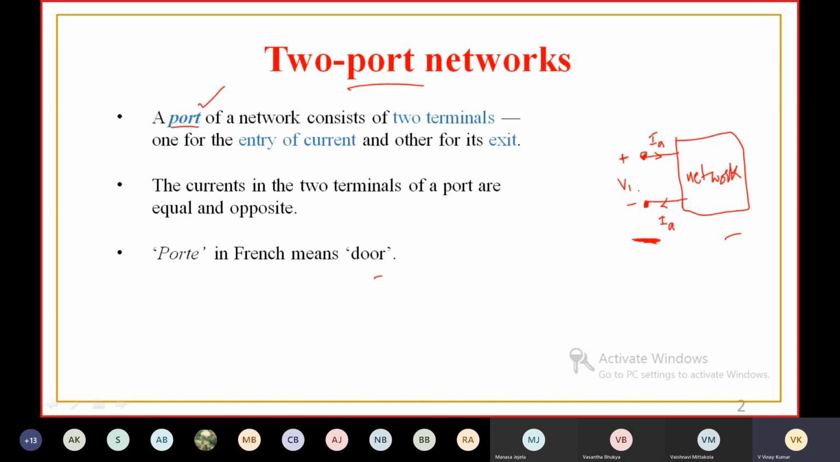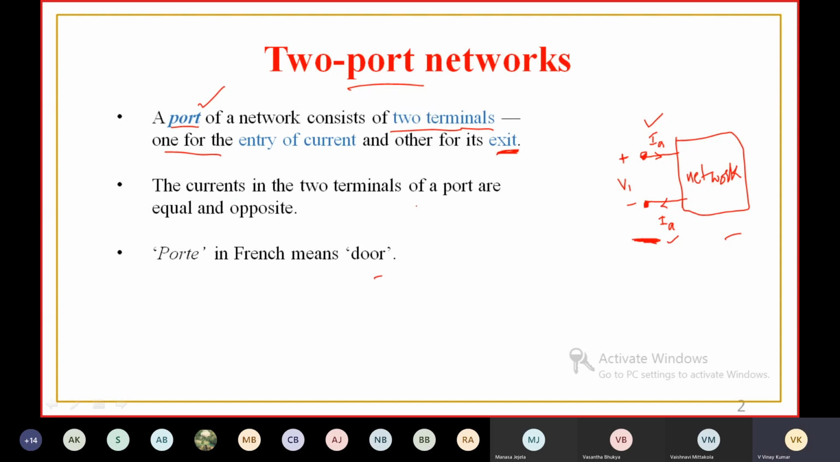It is a pair of terminals at which current may enter or leave a network. Here current is entering. Here current is leaving the network. It's called a port. A port of a network consists of two terminals, one for the entry of current and the other for its exit. It's a pair of terminals. Port means it's a pair of terminals at which current may enter or leave a network.